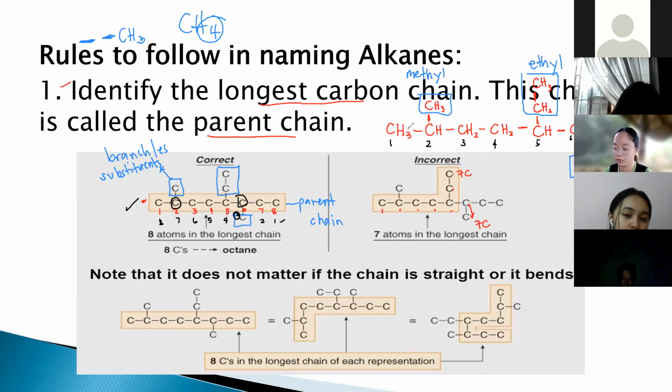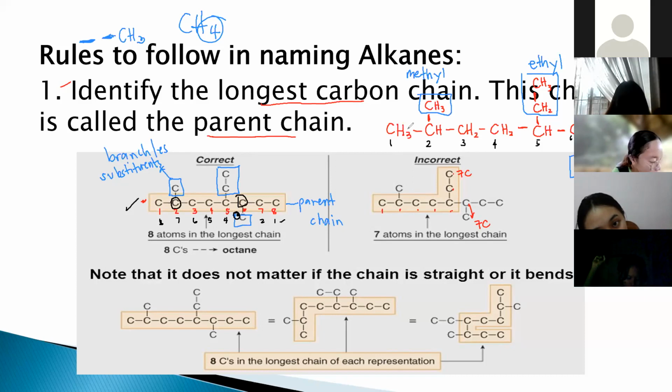Now we can attach it because we have identified step 4, class. Step 4: arrange the substituents in alphabetical order. We have three substituents, two of them are the same, both methyl. The other one is ethyl. In alphabetical order, E comes before M, so you write ethyl first. Now we attach it to the parent chain.